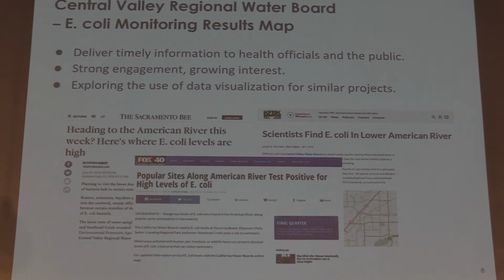Based on the success of this map, the Central Valley Regional Water Board is now looking into using data visualization for other E. coli monitoring projects. This map in particular has really changed the way that the regional board communicates the monitoring results to a general audience. It has also changed the way that staff enter monitoring results and then see that data published on a public platform.